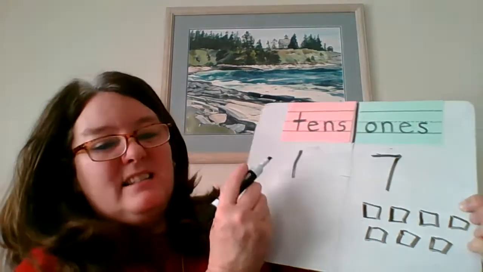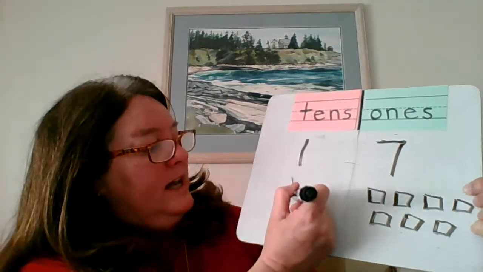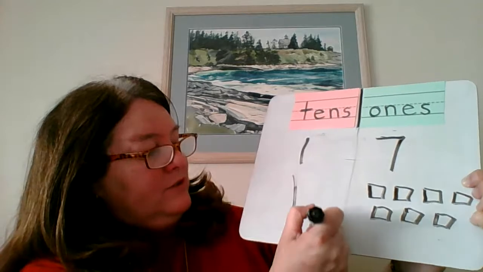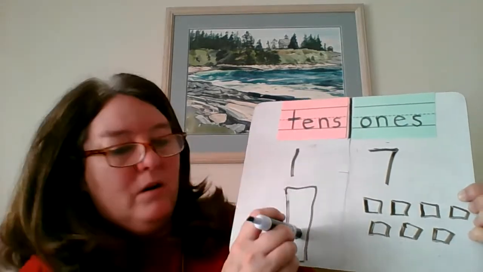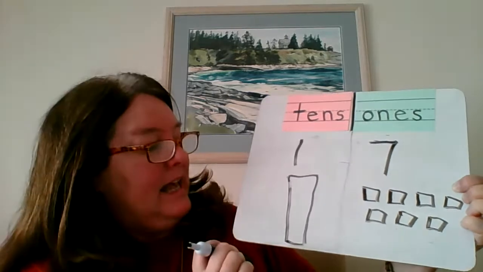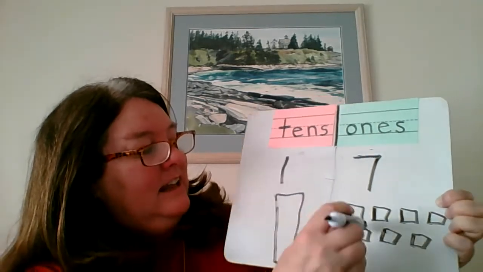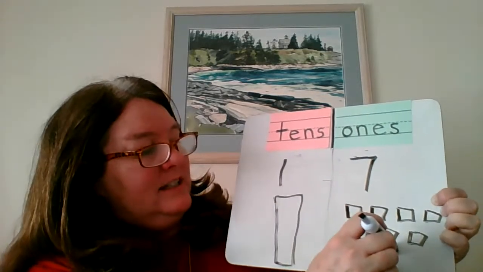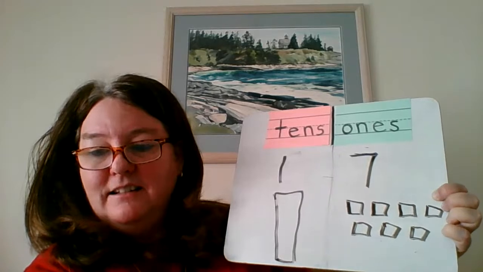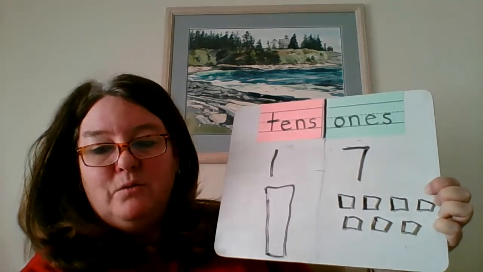And my 1, is this just a 1? No, it's in the tens place, so it's 1 10. We have to draw a big 10 stick, because this is not a 1, it's 10. It's 1 10. So now let's count it. 10, 11, 12, 13, 14, 15, 16, 17. We have 17, 1 10, and 7 ones.